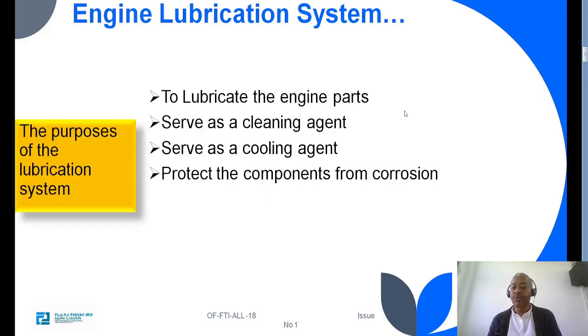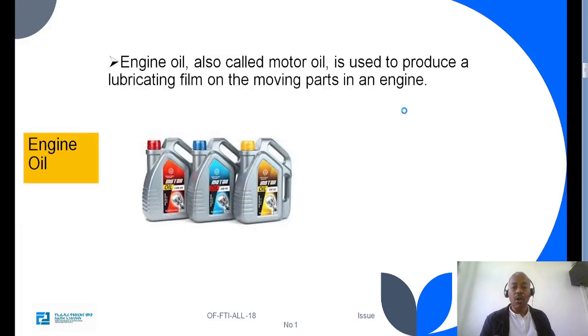The purpose of the lubrication system. The lubrication system is used to lubricate the engine parts. It serves as a cleaning agent. It serves as a cooling agent. And the lubrication system protects the components from corrosion.